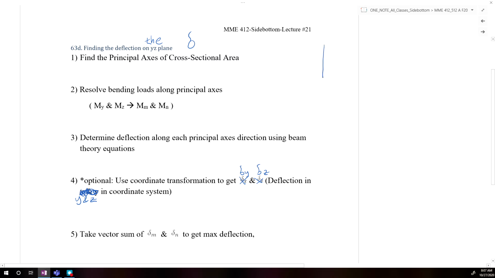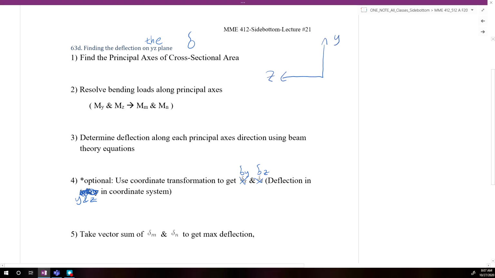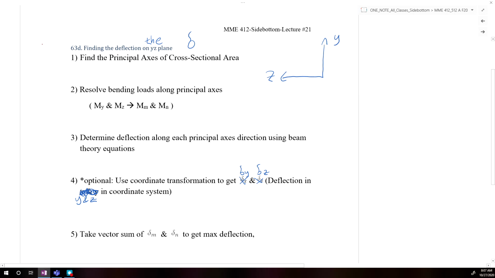If our original axes are the Y and Z axes, what we're looking for are the principal axes M and N. Those are separated from our Y and Z axes by an angle of theta P. We talked about earlier how we can solve for that principal angle theta P using the tangent function.